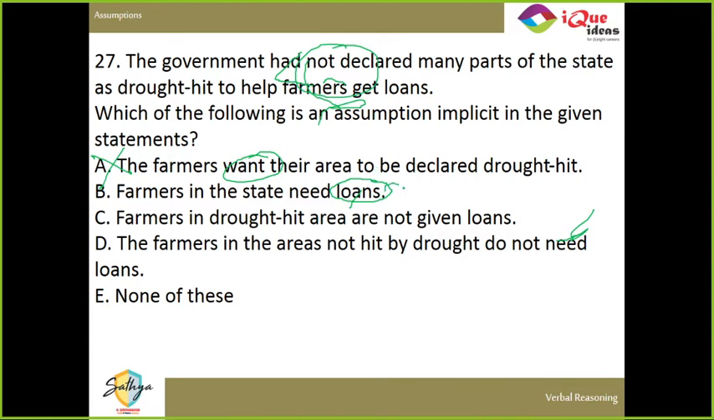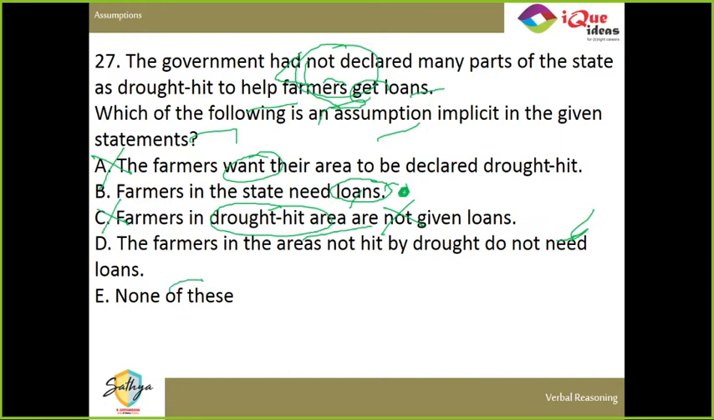Now, so B, maybe it is possible. C, we don't know whether they are given loans or the farmers in drought hit areas are not given loans, so it is wrong. Because it says that they are not declaring as drought hit, so they are not getting the loans. Which means in drought hit areas actually they are given loans. So if the government is not declaring it, then they will not get loans. So C is actually the reverse of what the statement is. So C is definitely not my answer.